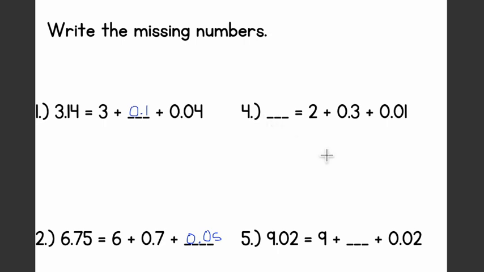For number 4, we have blank equals 2 plus 0.3 plus 0.01. So we're just finding the whole number now. So 2 plus 0.3 is 2.3. And then 2.3 plus 0.01 is 2.31. So you can think of each number as having an extra 0, and then you can just add the hundredths. So this equals 2.31.